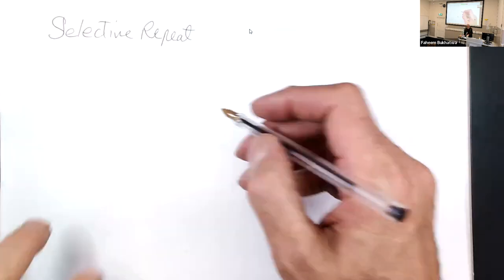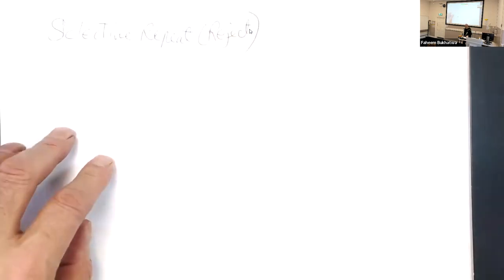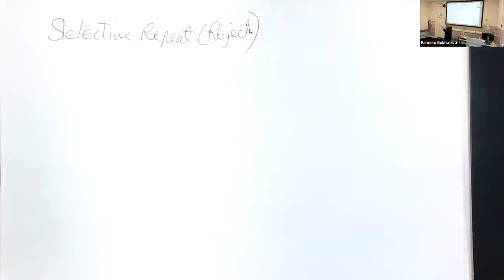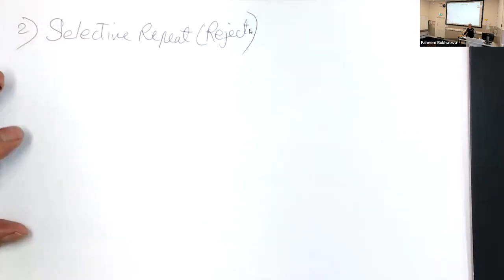That means we don't repeat every frame in the list. We selectively say, repeat this. Some textbooks call it selective reject. That means if you want to reject a frame and discard it, do it selectively. Don't discard the 100 frames like we did because the first one is bad. You will only reject the bad ones. So this is an improvement of the sliding window protocol. This is the selective repeat or the selective reject.